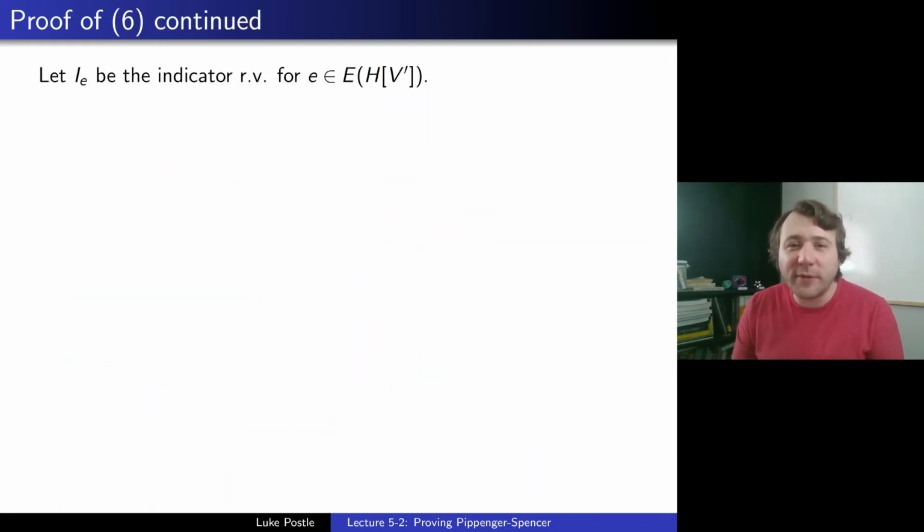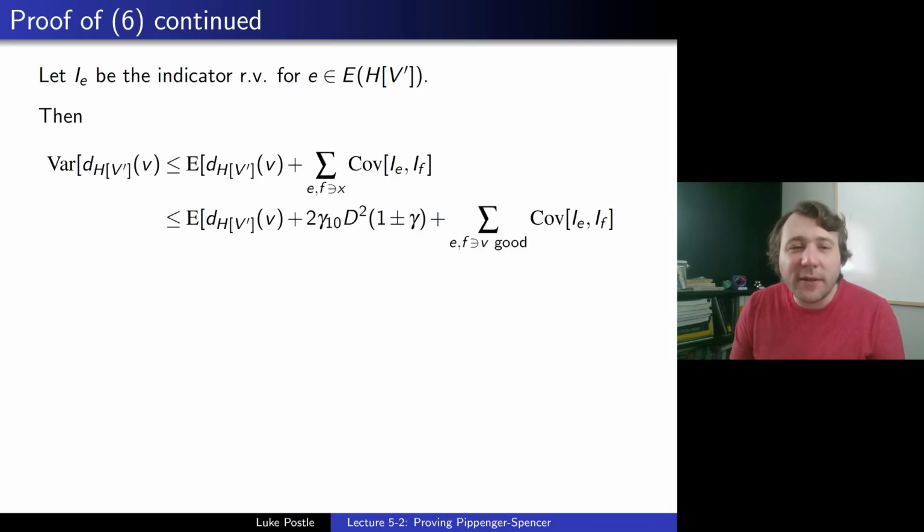So now that we've kind of seen the probability, we can let I_E be an indicator variable that the edge E is actually in H of V prime. And then we can conclude that the variance of the degree is both the expectations of the degrees, plus, sorry for the typos, there's some brackets missing, plus the covariances, right? So we know what the expected degree is. We want to now look at the variance of the degree. And since it's a sum of indicator random variables, it's going to be upper bounded again by this formula of expectation plus covariances.